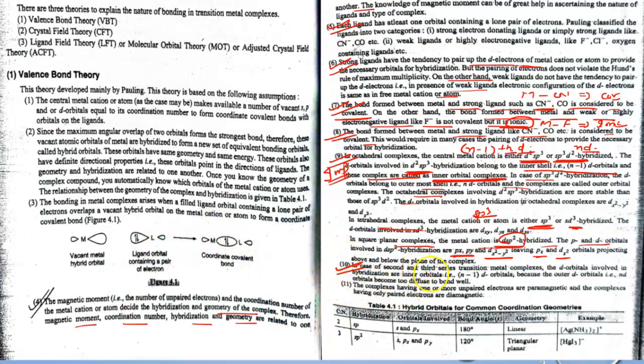Now comes the next point. In case of second and third transition metal complexes, the d orbitals involved in hybridization are inner (n-1)d orbitals, in second and third transition series as well, because the outer d orbitals become too diffuse to bond well. The complexes having one or more unpaired electrons are paramagnetic in nature, and the complexes having no unpaired electrons are diamagnetic in nature.